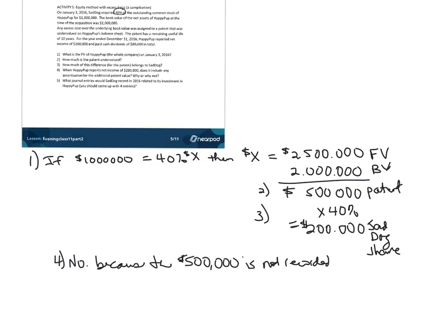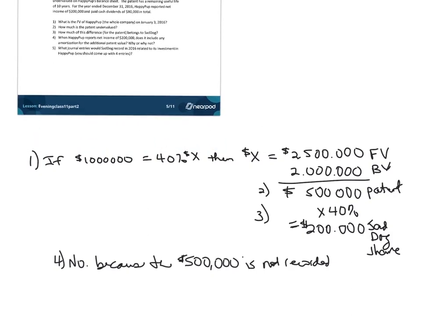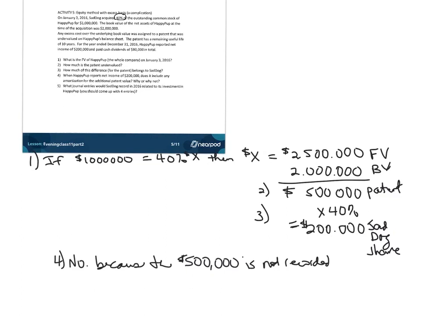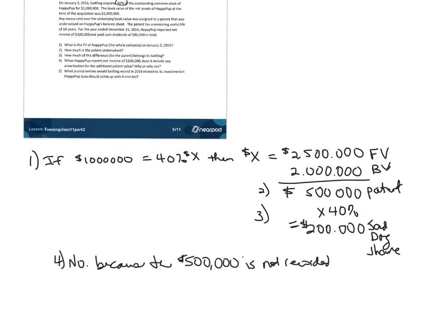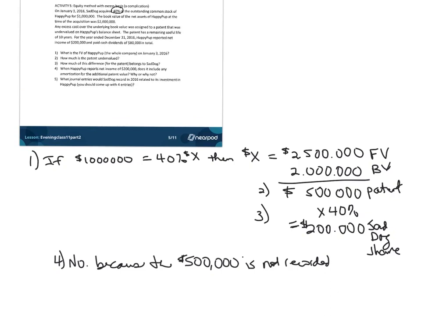So, given that fact, what GAAP says Sad Dog has to do is account for that $500,000 patent based on the rules we know for how you would treat an intangible asset that has a 10-year life. All right? So basically, whenever Sad Dog recognizes its share of Happy Pup's net income, whatever that amount is, in addition to our share of the net income, we're going to have to recognize some amortization of the patent. Okay, so that's where this is going.